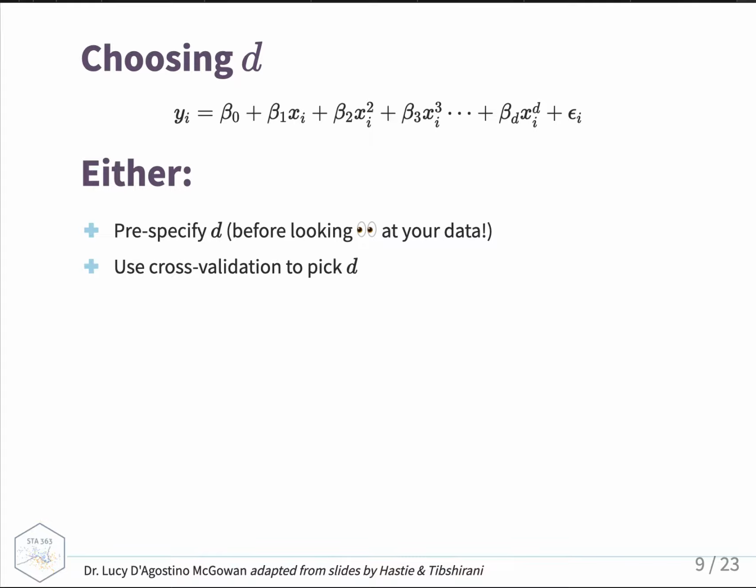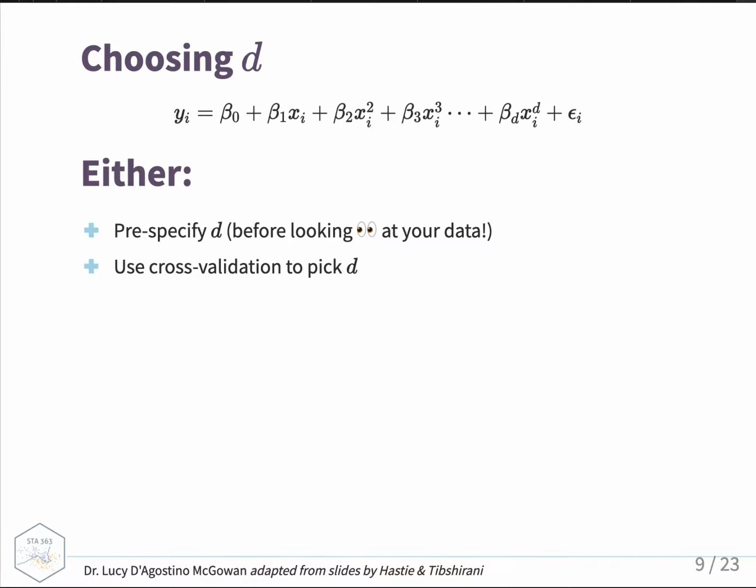The first, and this one is likely what you would do if you were doing inference. That means if your primary goal was to talk about the relationship between a specific x and y variable, then you might pre-specify D before looking at your data. You may pre-specify that you think the relationship is a certain way, and then you would test whether or not that hypothesis was true.